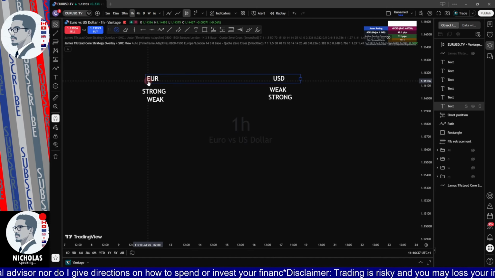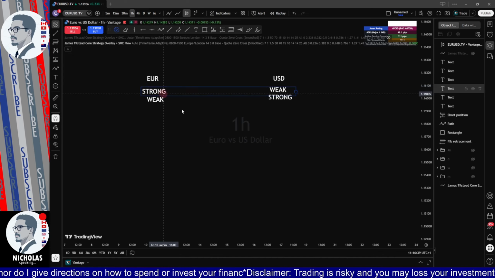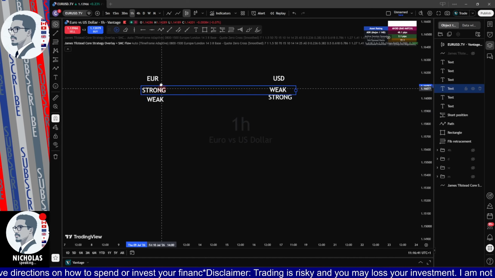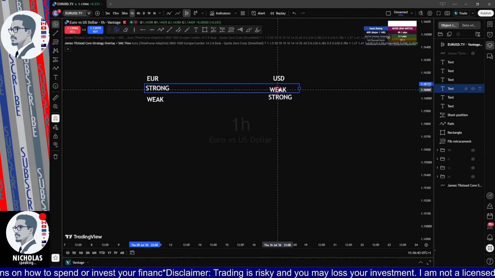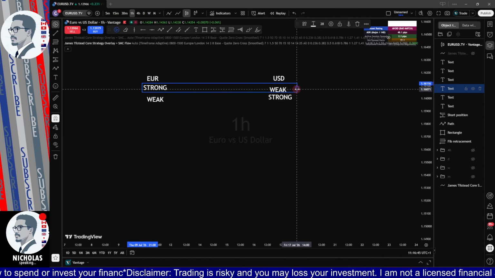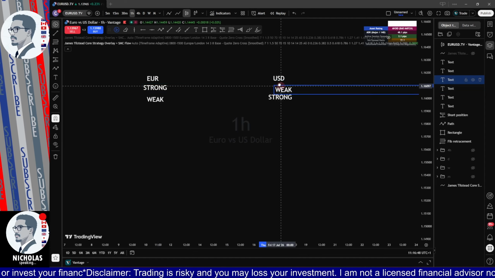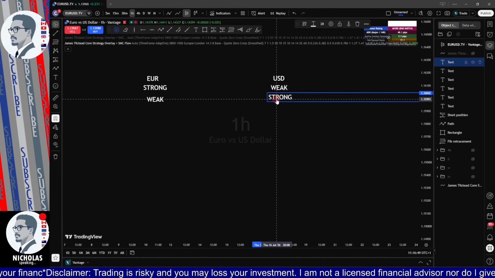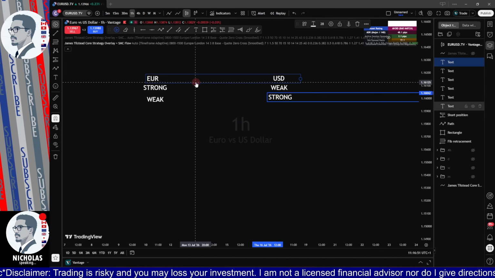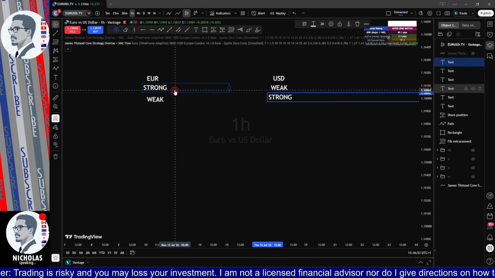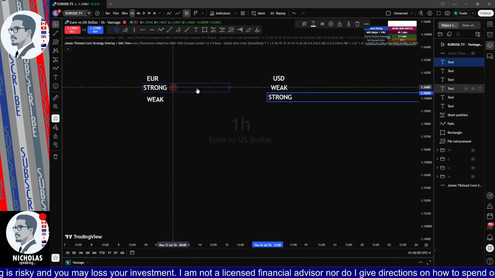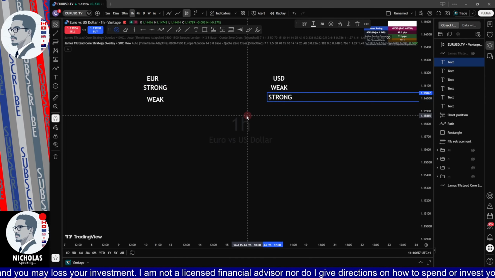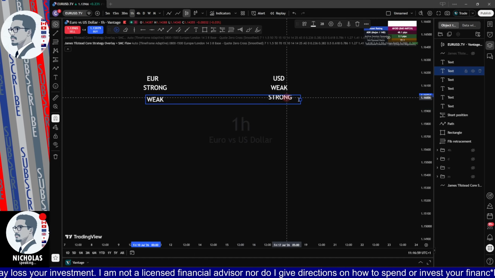But let's move on. The strategy is all about detecting when one is strong and the other one is weak. That is what the strategy of James Tilstead is all about. Now, when it detects it, it gives you a signal to buy the strong one. So it's either telling you buy this market now or sell this market now, instantly, after detecting the whole situation.